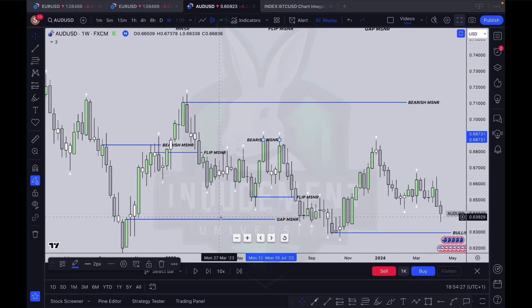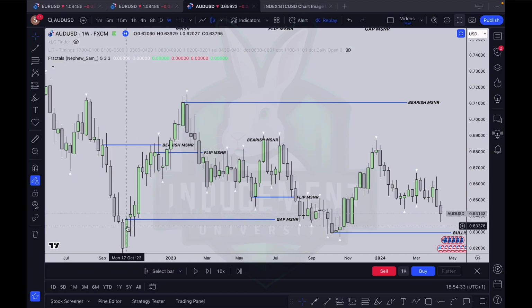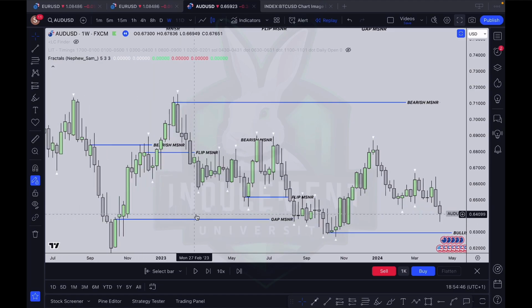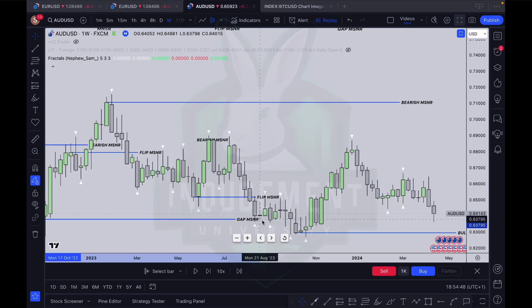So then looking here, we've got that gap MSNR. This is where I will turn off my liquidity candle finder. This is where we have two bullish candles, and then we measure between 1 and 2, the gap there. And then we just drag it across. Yet again, this doesn't have a miss here. We'll talk about that in a later video. So we wouldn't be looking to trade it there. We would then be looking to just trade this reaction.